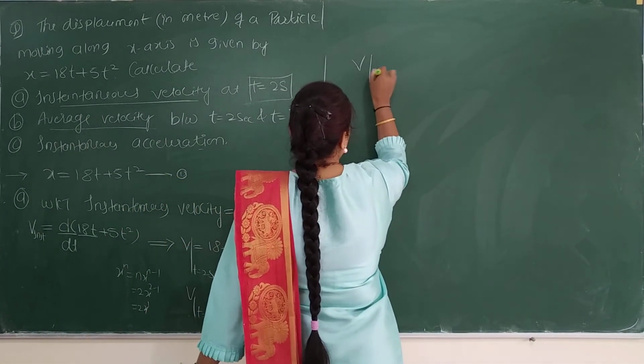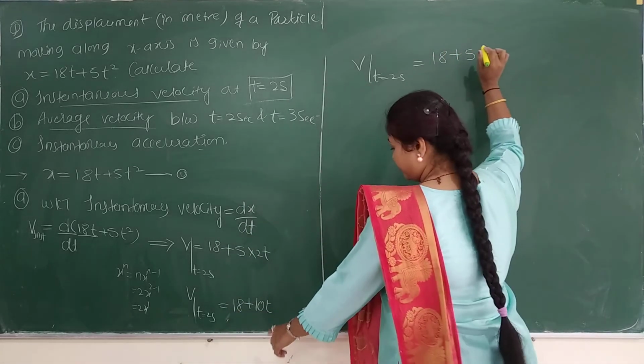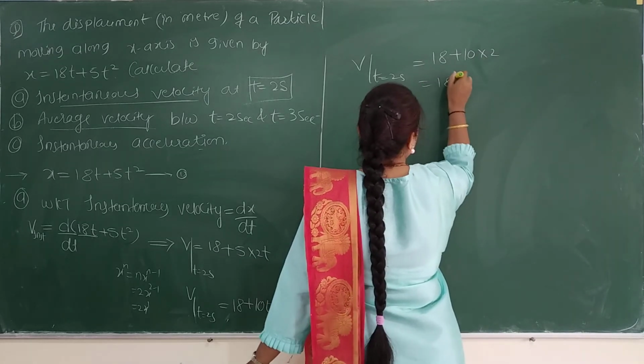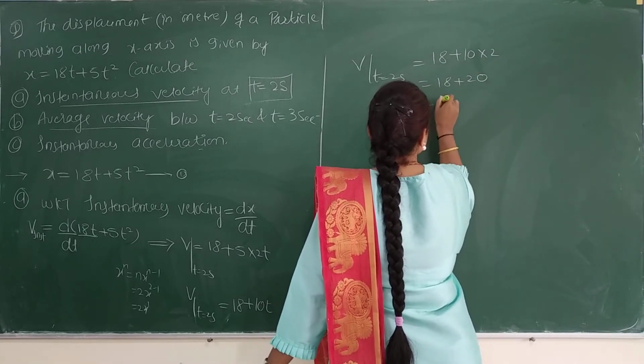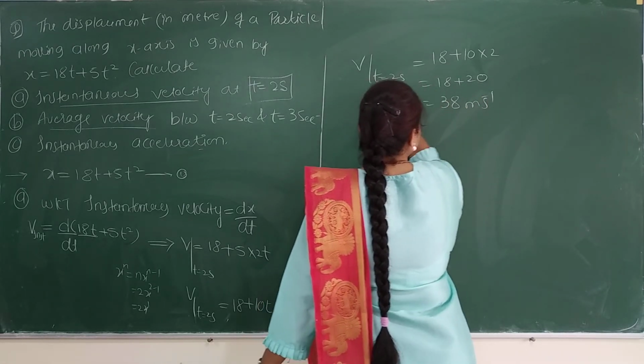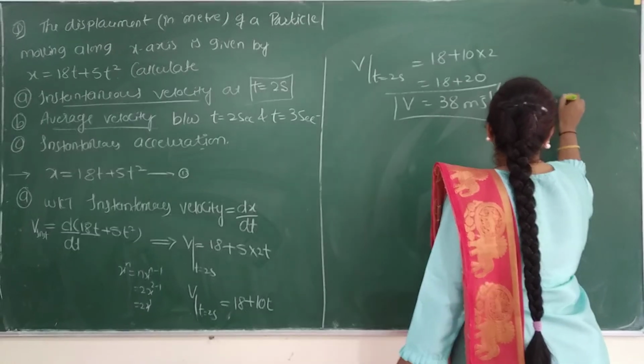Instantaneous velocity at t equals 2 seconds. 18 plus 5, sorry, it is 10 into 2. How much is it? 18 plus 20, that is 38 meter per second. This is the instantaneous velocity at t equals 2 seconds.